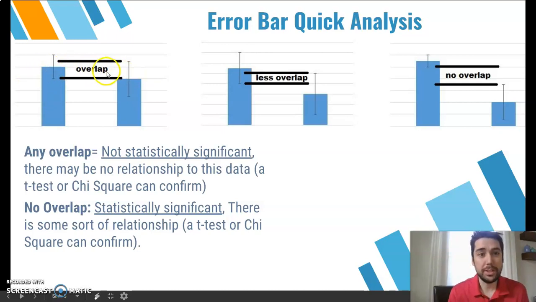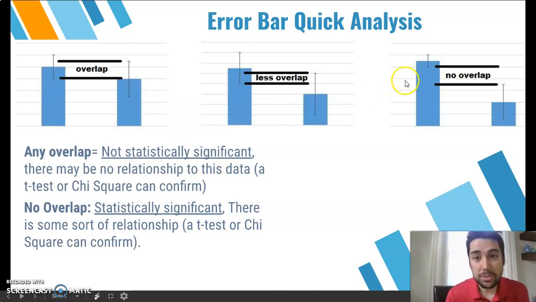But when we look at things like overlap, less overlap, and no overlap, this is the quick thing you want to be able to do when you're looking at your AP test. So if there's any overlap at all, you can basically say that there's no statistically significant evidence of a relationship because of some sort of overlap.